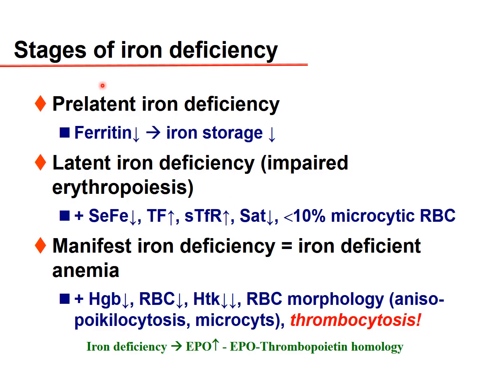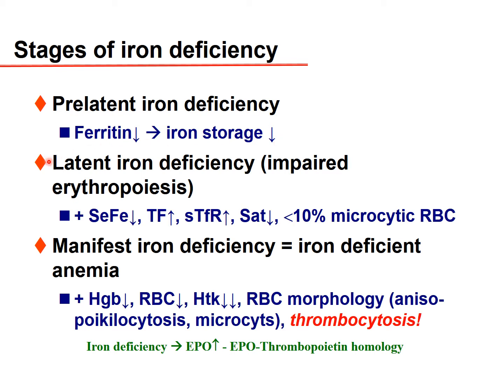Now, the stages of iron deficiency. This is what is called pre-latent iron deficiency. In this case, the stored iron already decreased, and we know that the iron is stored in the form of the ferritin. So when the ferritin level, the soluble ferritin that can be measured in the plasma, decreases, it's meaning that we do have less stored iron.